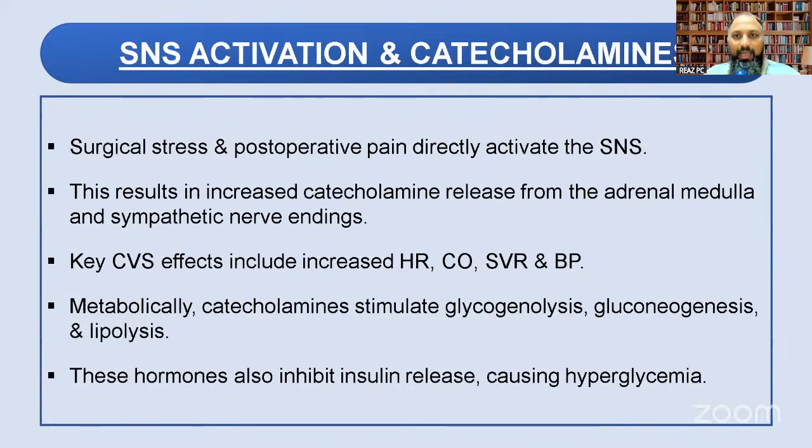The sympathetic nervous system activation and catecholamine secretion is due to the surgical stress and postoperative pain, which results in increased catecholamine release from the adrenal medulla and the sympathetic nerve endings. The key cardiovascular effects of sympathetic nervous system activation include increased heart rate, cardiac output, systemic vascular resistance, and blood pressure. Metabolically, catecholamines stimulate glycogenolysis, gluconeogenesis, and lipolysis, which leads to hyperglycemia. This hyperglycemia is also caused by a decrease in insulin release and an increase in glucagon secretion.